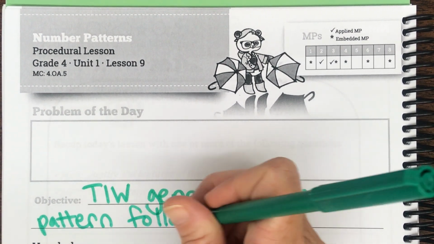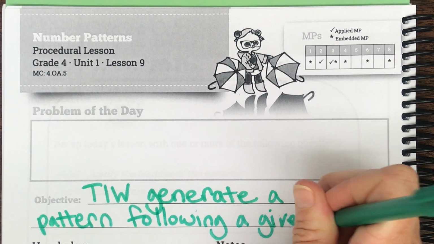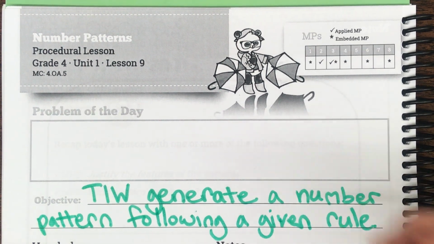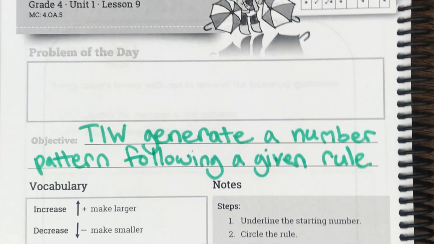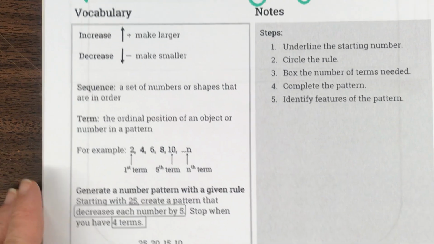following a given rule. So we're still working on patterns today. We're just going to be doing something a little different. We're going to have more words, no pictures, and it's going to be provided to us more in the form of a word problem. Okay, so let's look at our vocabulary today.